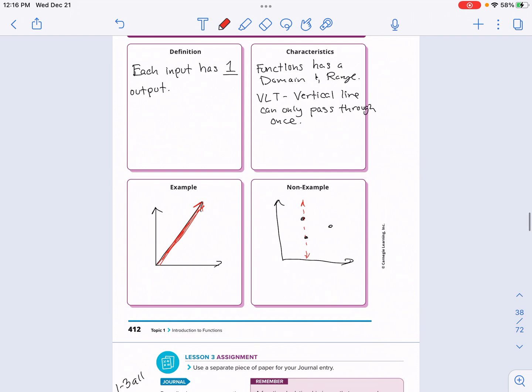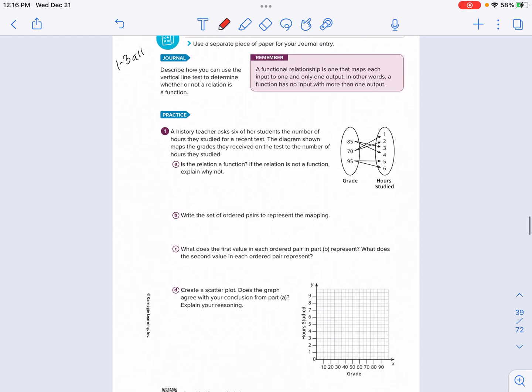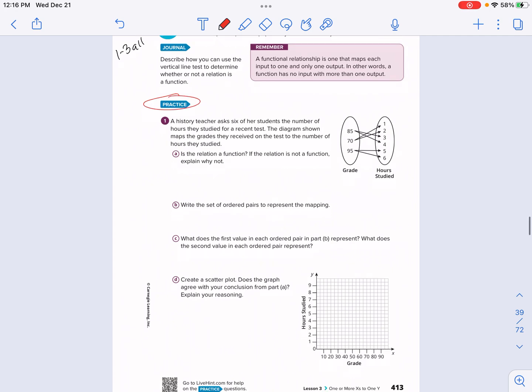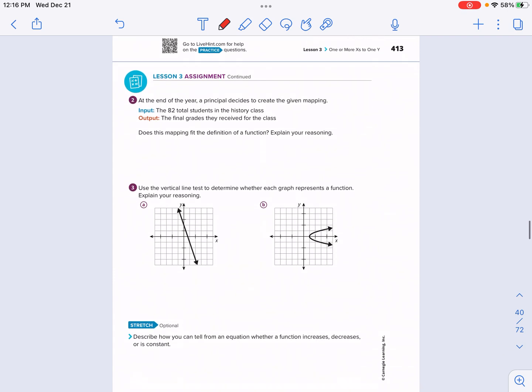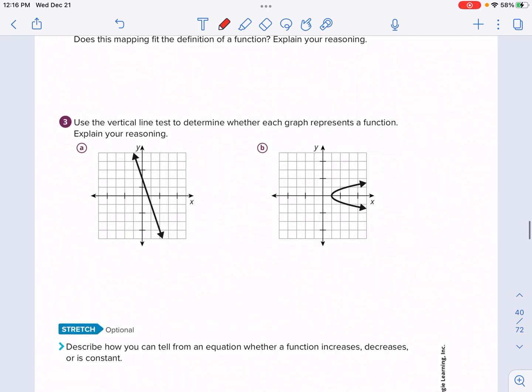Anyways, we'll call it there for the activities, but let's get to the assignment. The assignment is all the practice, number 1, everything on number 1. Number 2 is just one part, and number 3 we have 2 graphs determining whether it's a function through the vertical line test. Okay, so let's get started on that. There we go.